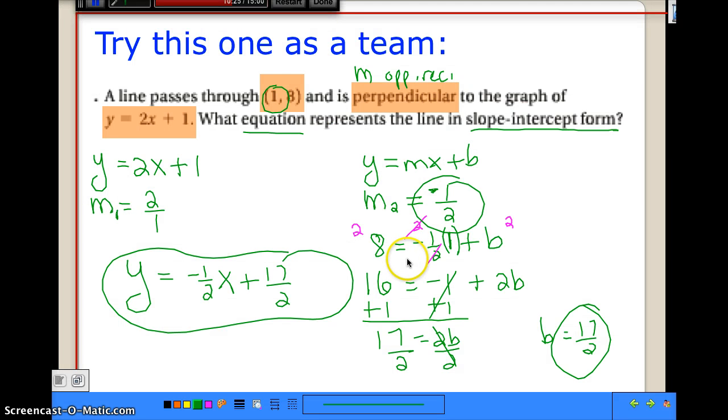And that's it, guys. So remember, if the lines are parallel, their slopes are equal. If the lines are perpendicular, their slopes are opposite reciprocals.